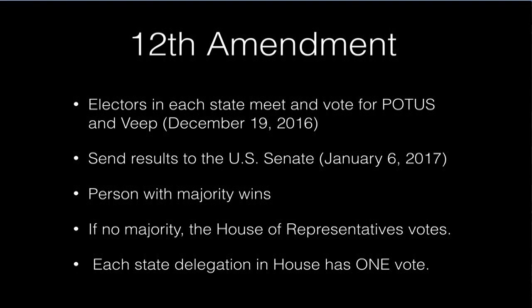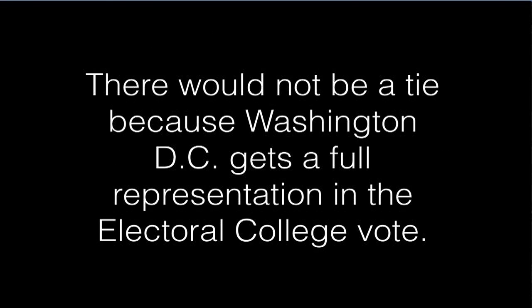If there is no majority, if we have a tied electoral vote, then it gets really interesting. It goes to the House of Representatives, and the House of Representatives will decide who the president is. Each state delegation in the House has one vote. Now think about that just for a second. Every state has one vote. There won't be a tie because Washington, D.C. gets a full representation in the Electoral College vote. Even though it's a city, it's not a state. In this case, it actually has an Electoral College vote, the same as every other state.